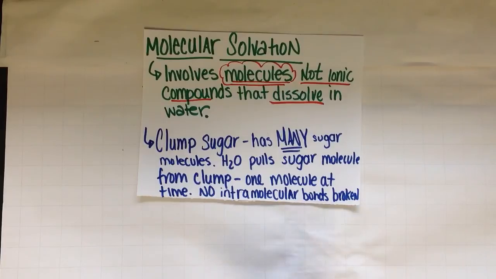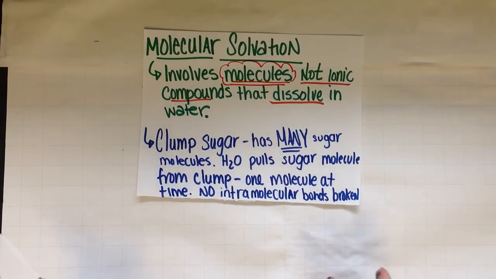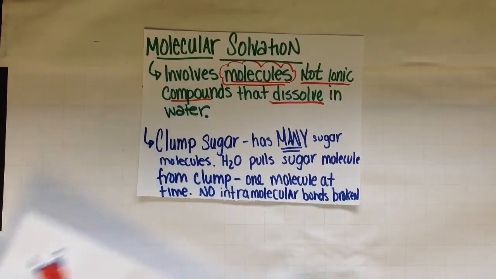And the clump of sugar, for example, has many sugars in it, and water pulls each sugar molecule apart from the clump, not from each other. So it literally just takes it from the clump, like you just saw me do in this example. Okay? All right. So the next important thing is, if you notice, I kept using water.